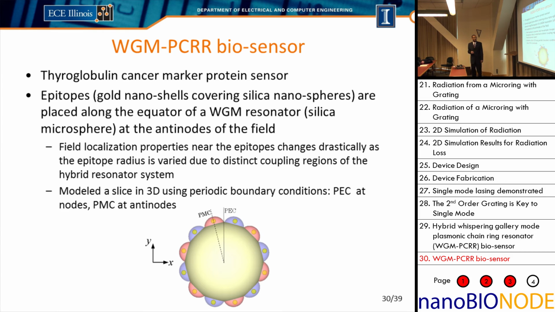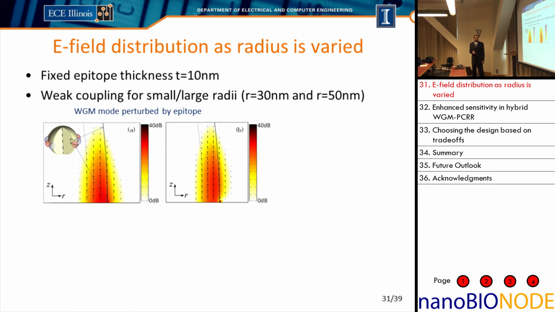As I mentioned, we modeled this in 3D using periodic boundary conditions with PECs at the nodes and PMCs at the antinodes. So this is what the field distribution looks like as I vary the radius. So there's a lot of parameters in this model. There's the radius of the microsphere, there's the radius of the epitope, there's the thickness of the gold coating, there's the spacing. Do I put these at every single node or every other node? There's a lot of parameters involved.